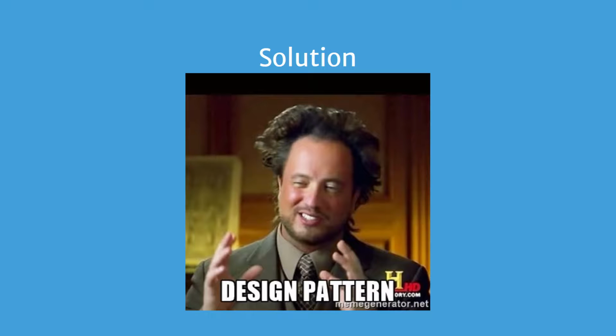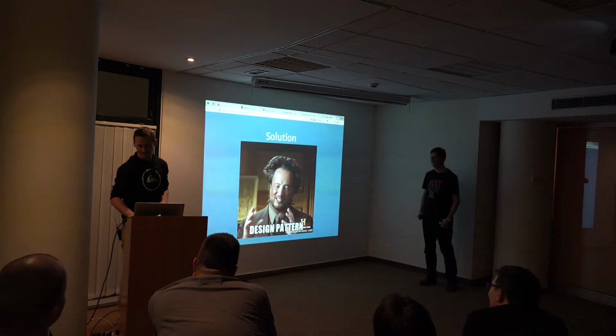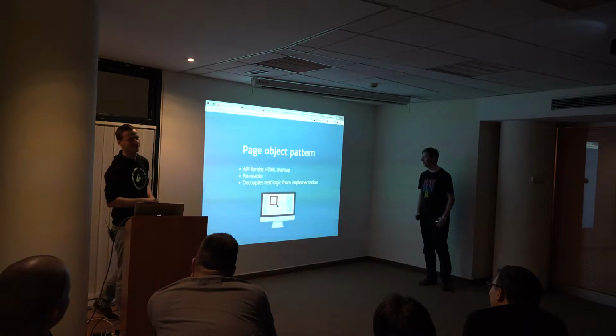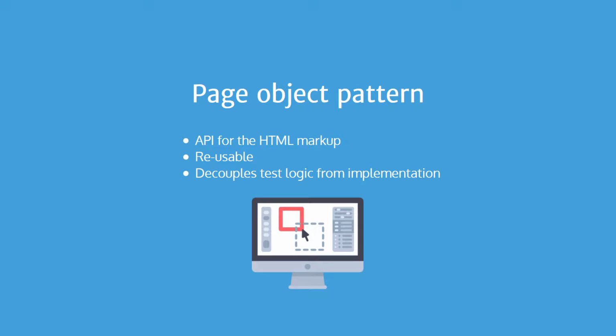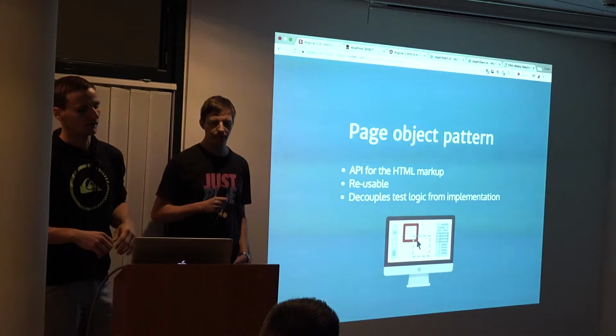Okay, so design pattern. We like design patterns. There's another one now, and it's called page object pattern. A page object is essentially an API for your HTML. It allows you to interact with the browser. So it is a class, if we can say it in the JavaScript world.